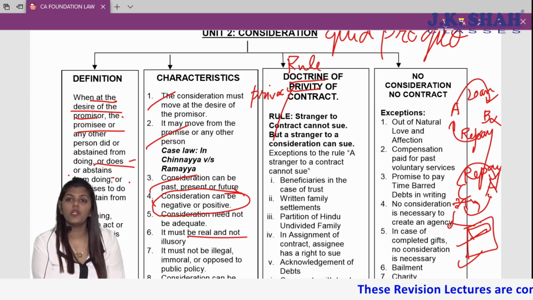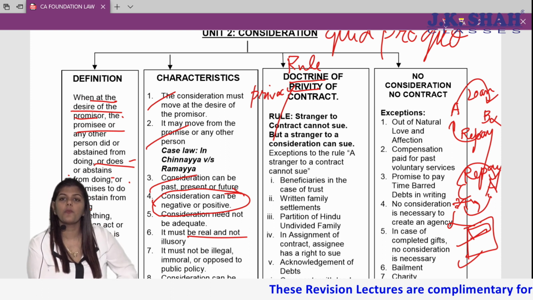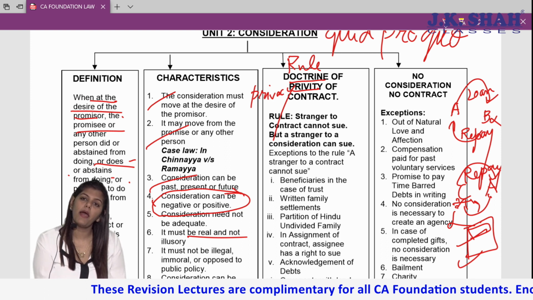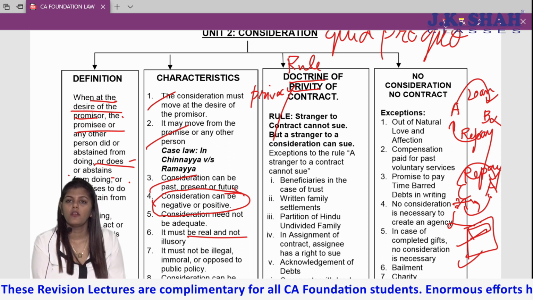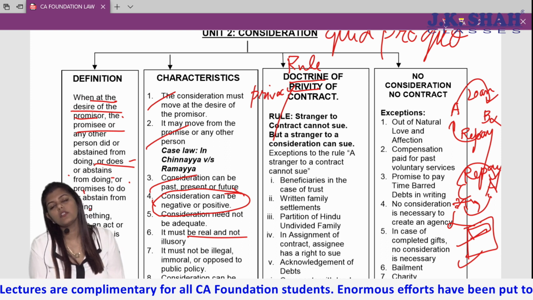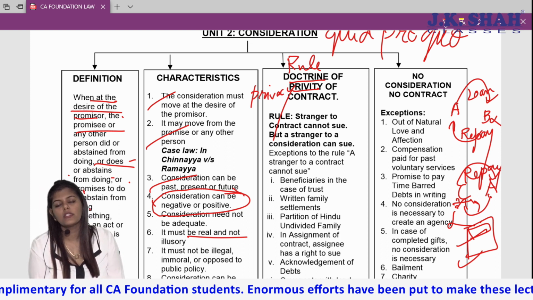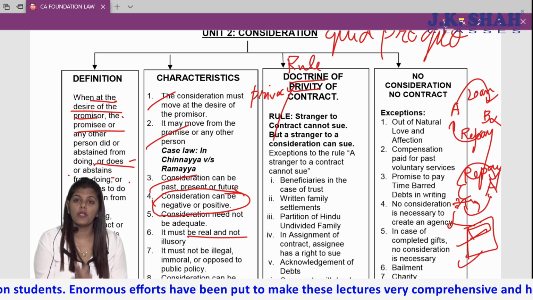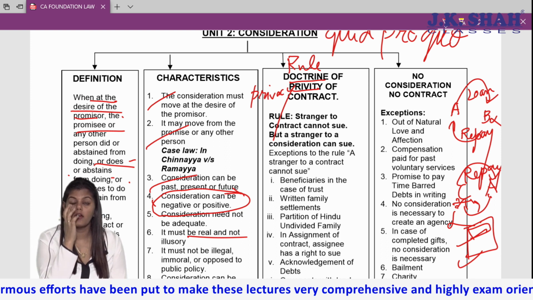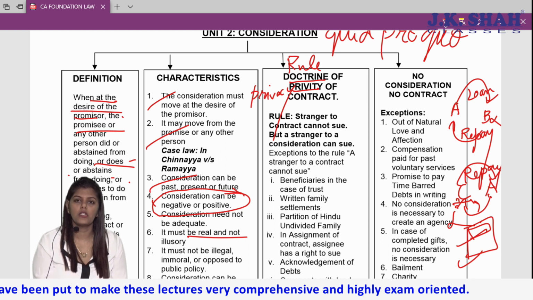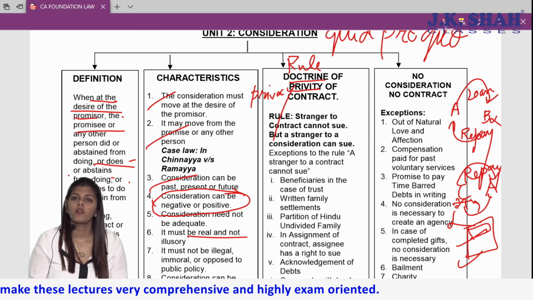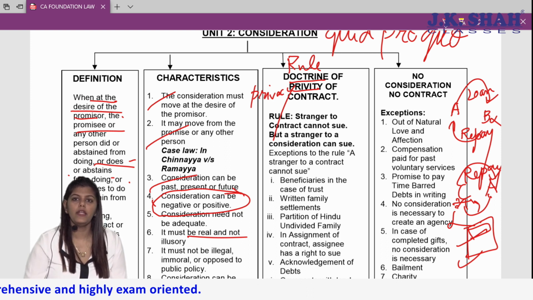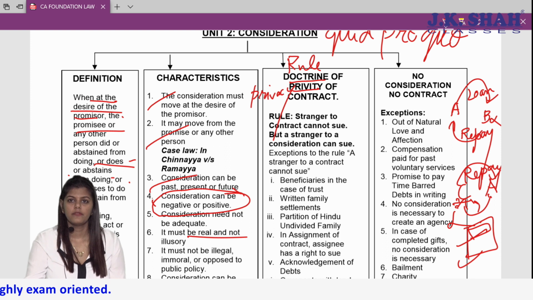Bailment, that is when you deliver goods for a particular purpose. Once your purpose is over, yes, the goods are to be returned back. It's still going to be valid. So in bailment, even if there is consideration, okay. Even if there is no consideration, still it's okay. And charity, dan dharam mein you don't get anything apart from dua, but still it is going to be considered as valid. So with this, Unit 2 consideration comes to an end.